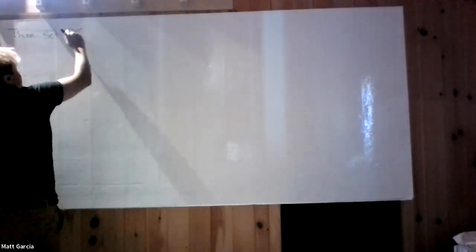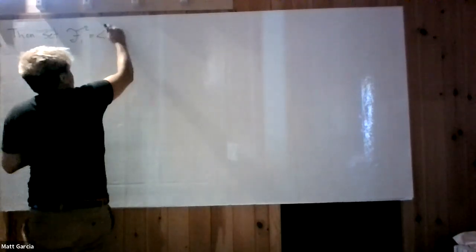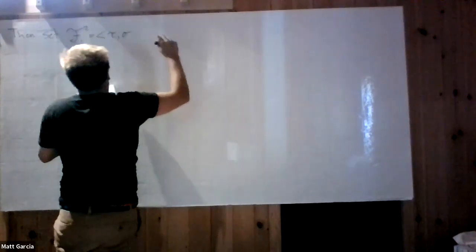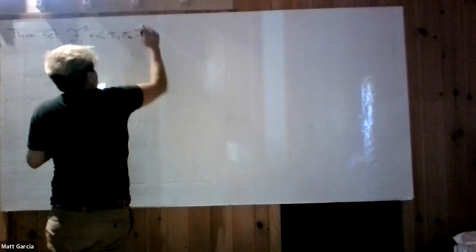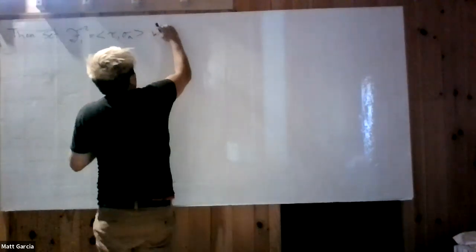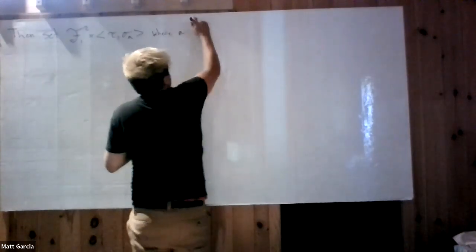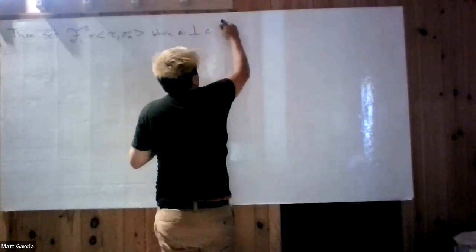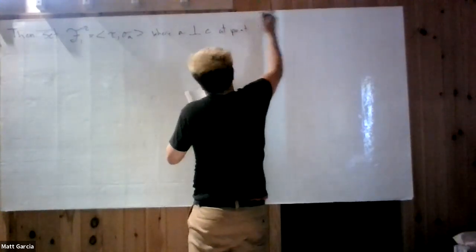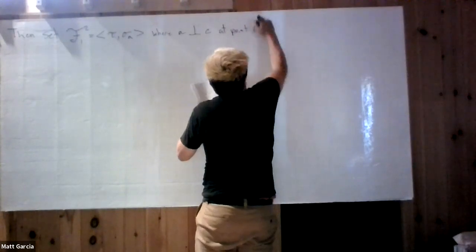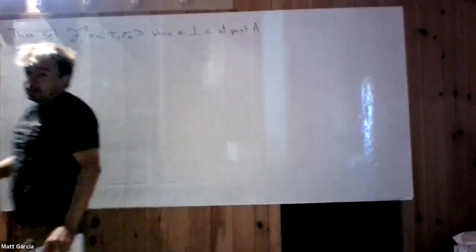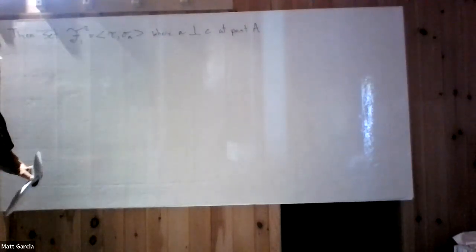Then what we'll do is we'll set F12 equal to the group generated by tau and a reflection in line A, where A is perpendicular to C at point A. So in other words, we added in a reflection to F1, right?